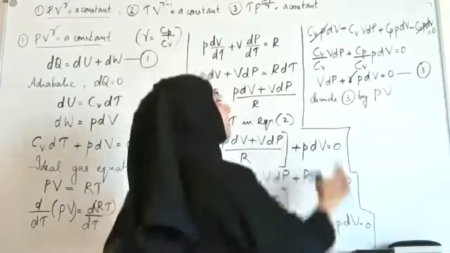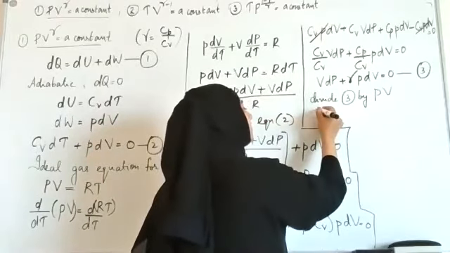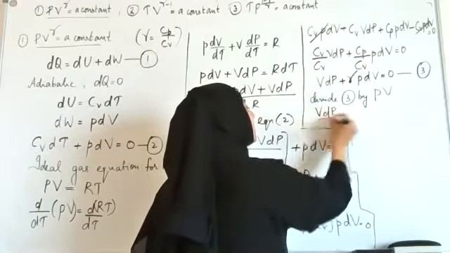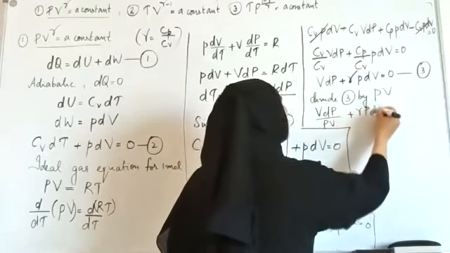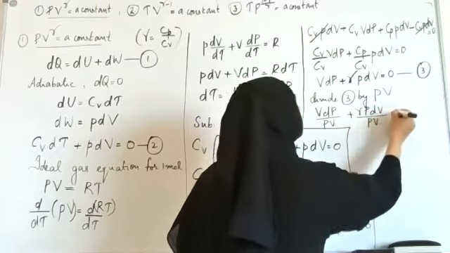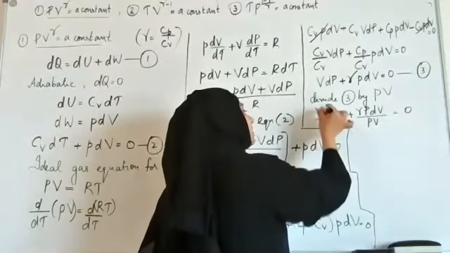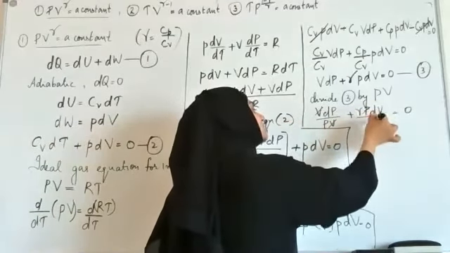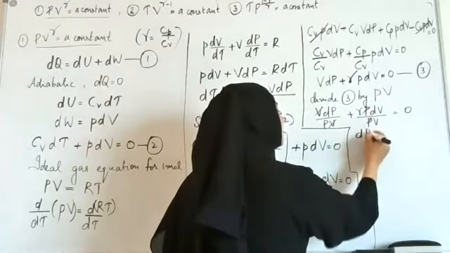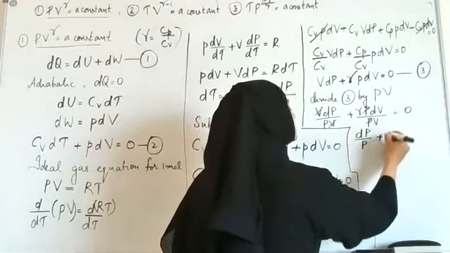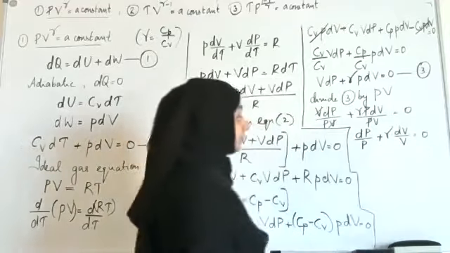Okay, let us see what happens when I divide this equation by PV. So this will become V dP by PV plus gamma P dV by PV is equal to 0. 0 by PV is 0 itself. So see, the volume gets cancelled. Here the pressure gets cancelled. So what I end up with is dP by P plus gamma into dV by V is equal to 0.